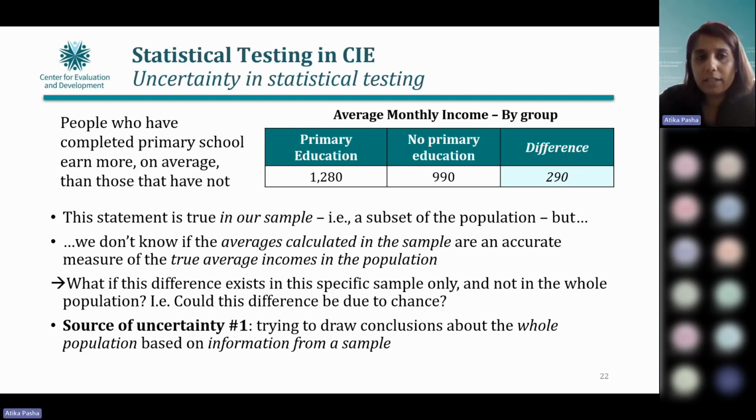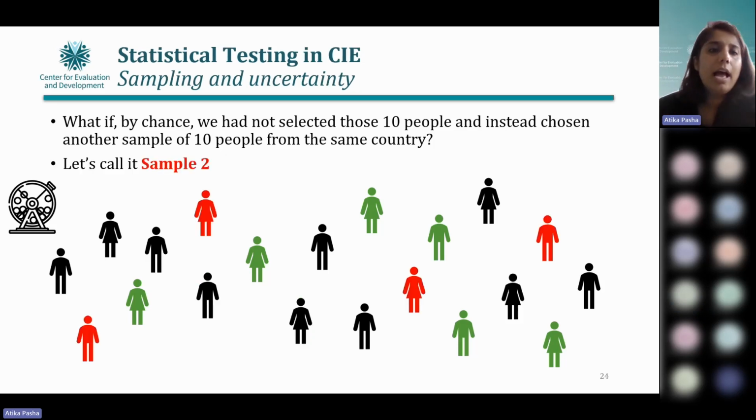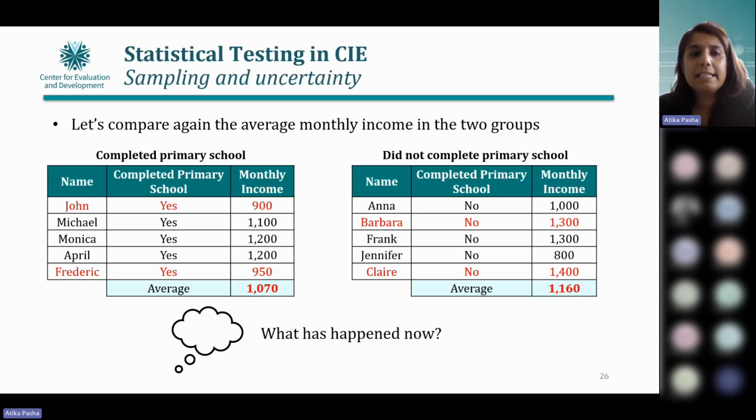But first, I'll talk about the second source of uncertainty, which is type of sampling. Here we had in our initial sample selected 10 individuals randomly, and now let's draw another sample of individuals, sample 2, and compare the incomes of sample 2. What we see here, replacing 4 individuals previously in sample 1 with these new individuals, is a monthly average of 1,070 for those who completed primary school, and 1,160 for those who did not complete primary school.